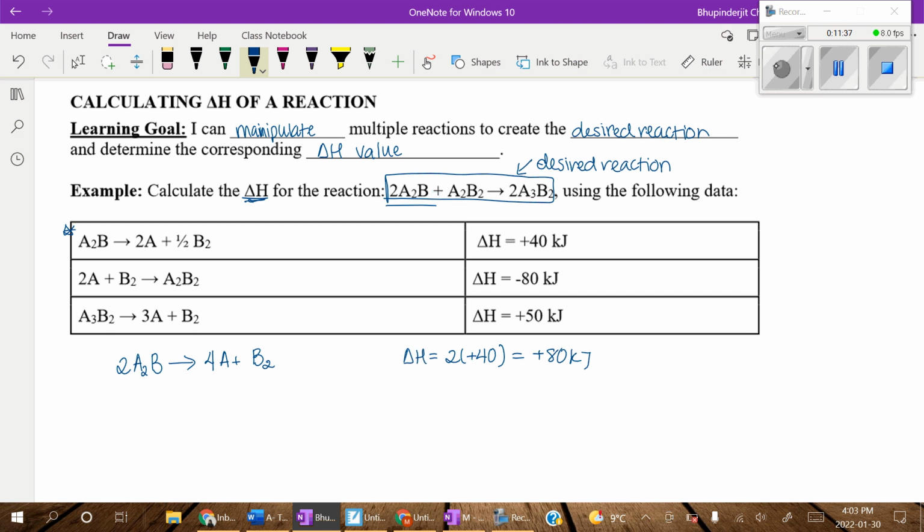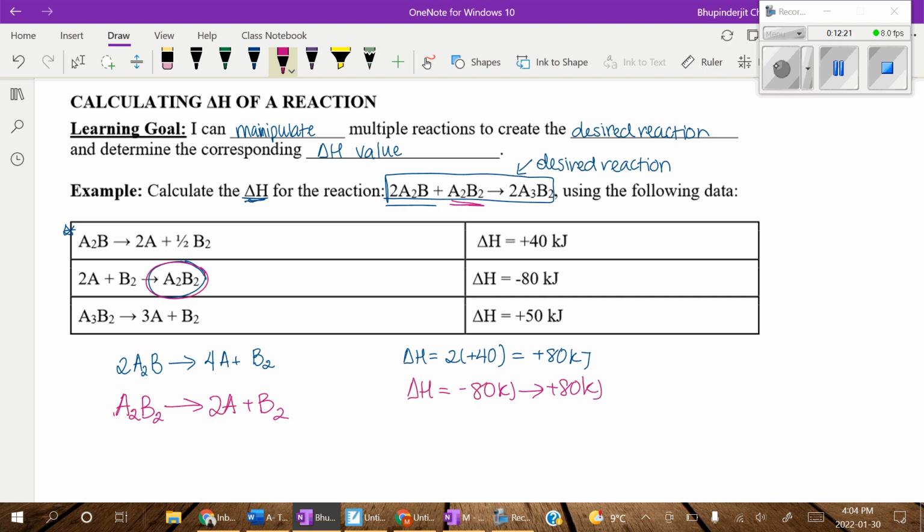Then the next reaction, so we've got that, we need to have A2B2. So I'm looking for that. It's right here. I need to flip this reaction. So I'm going to flip this reaction. So A2B2 going to 2A plus B2. So that gives me a delta H that is going to experience a sign change. So it goes from negative 80 kilojoules to positive 80 kilojoules.